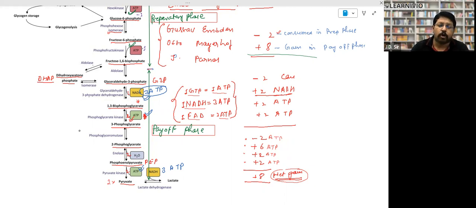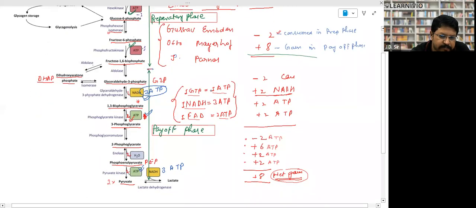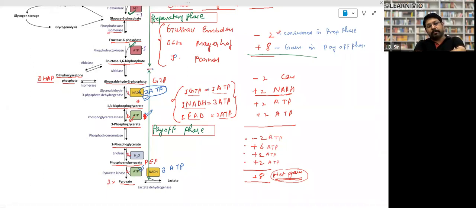That is the balance sheet of glycolysis, right? So 2 ATP are consumed and 8 ATP are gained, right? In the preparatory phase, 2 ATP are consumed, and in the payoff phase, net 8 ATP are produced. So this is all about glycolysis. Go through it and ask me if you have any doubt regarding this. You have to remember the payoff phase, right? How many ATP are produced, how many ATP are consumed. That you have to remember, because you will get the question from here. The energy balance sheet, you have to remember, both of the Krebs cycle and of glycolysis.